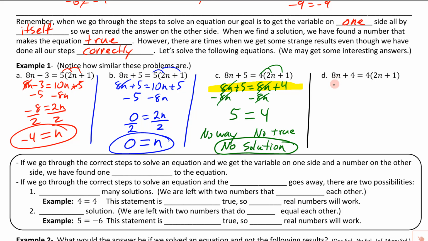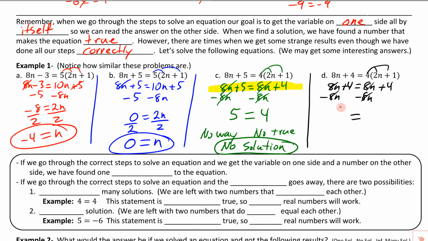All right, let's take a look at this one. This one has no distributing, so I'm going to go ahead and write down the 8n plus 4. Then over on the other side, I'm going to distribute through, and I get 8n plus 4, because 4 times 2n is 8n, and then 4 times 1 is 4. So again, we've got a variable on both sides. We're going to get rid of that. So which one do I move? Do I move the 8n or the 8n? Same thing. So I'm going to subtract 8n from this side and 8n from this side, and the same thing is going to happen that happened on that last example.